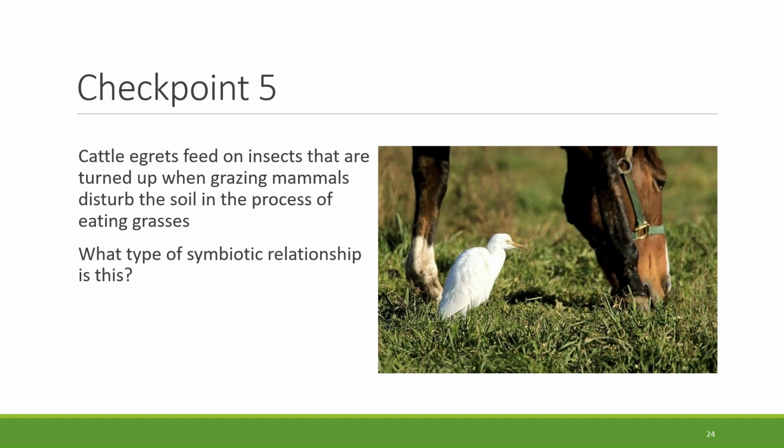Cattle egrets feed on insects that are brought up when grazing mammals disturb the soil in the process of eating grasses. Which of the three types of symbiotic relationships is embodied in this example?